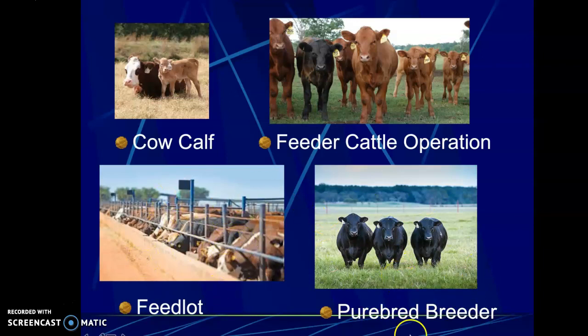And then we have purebred breeders, which are primarily bulls and females breeding purebred, as in they're not really crossbreeding with other breeds. They're sticking Angus with Angus and Shorthorns with Shorthorns. So they're worrying more about the genetics and the potential for a good market animal, not so much about making an animal for beef.